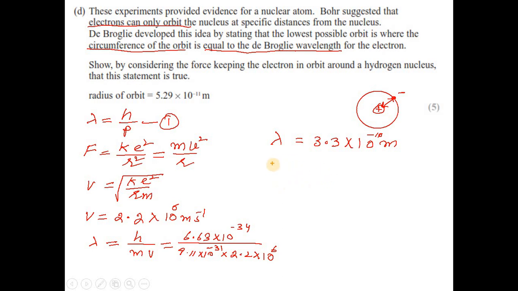And the circumference C is 2 pi r. If you solve this equation, you get 3.32 times 10 to the power minus 10 meter. So the circumference you can figure out from this formula, and you can say that this is approximately the same.